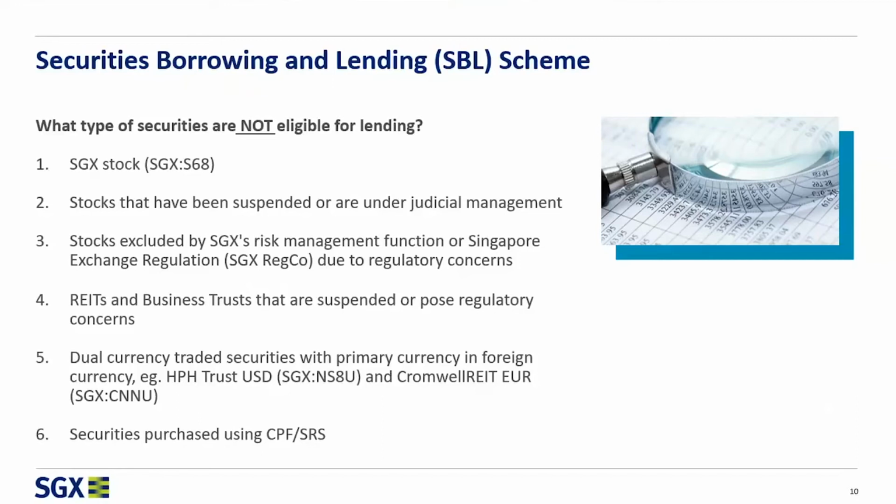So, for example, in US dollar and Sing dollar, but the US dollar is the primary listing, as well as, for example, Cromwell REIT, where the primary listing is in euro rather than Sing dollar, right? So they have Sing dollar and they have euro, but the primary listing is considered euro, okay? And finally, securities that are purchased using CPF or SRS.